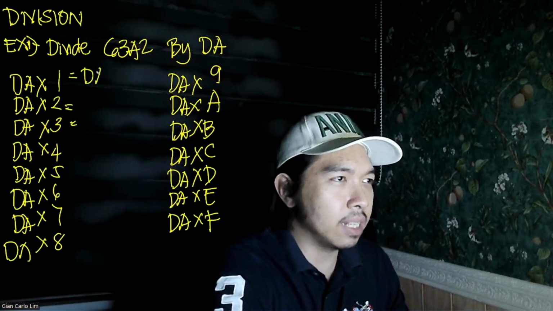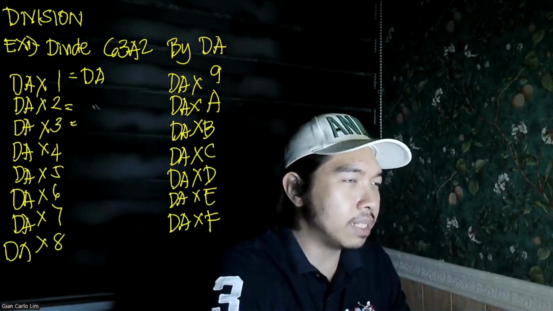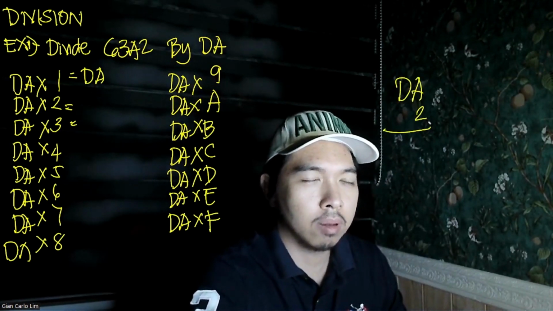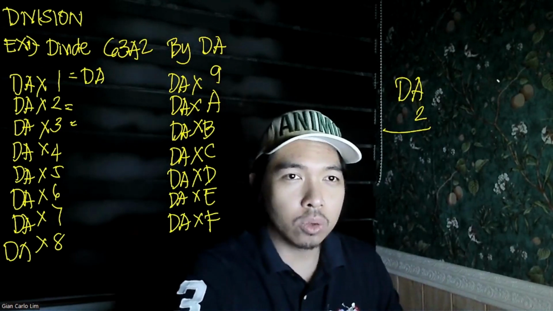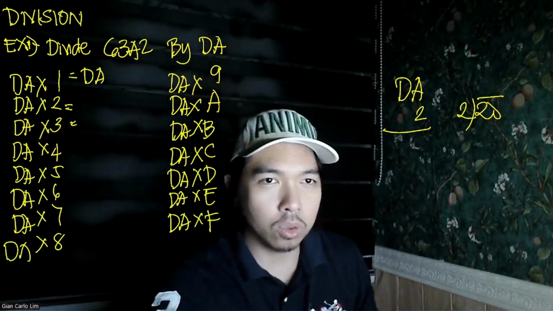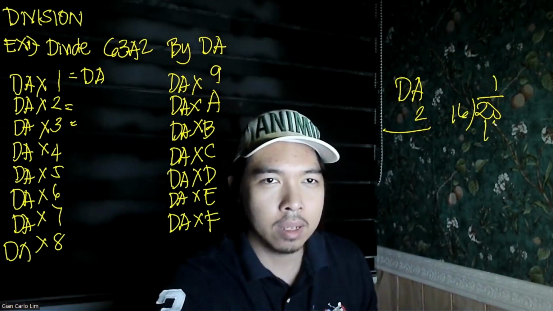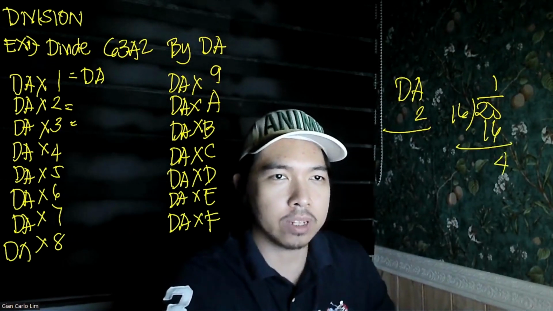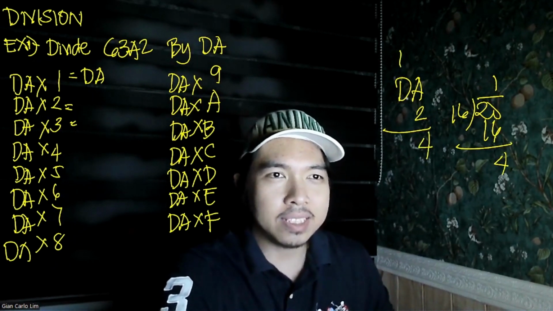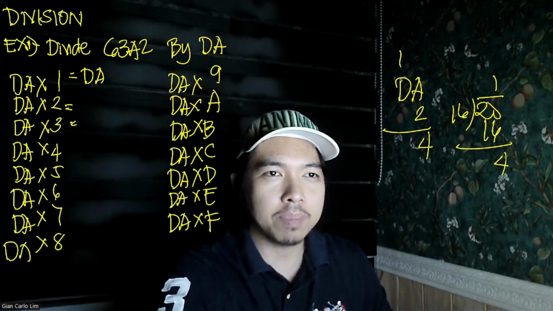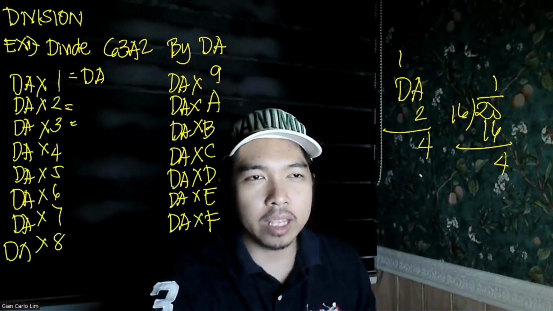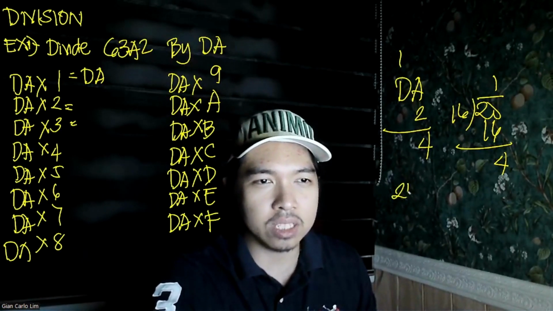1 times DA is still DA. 2 times DA, let me demonstrate again in case you forgot. 2 times A, so 20. 20 divided by 16 is 1 remainder 4. So that would be 4 carry 1. D is equal to 13. 13 times 2 is 26, plus 1, so that is 27.